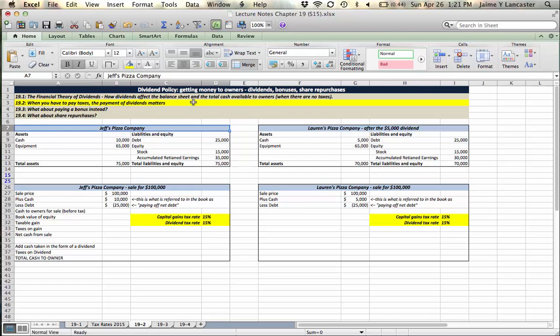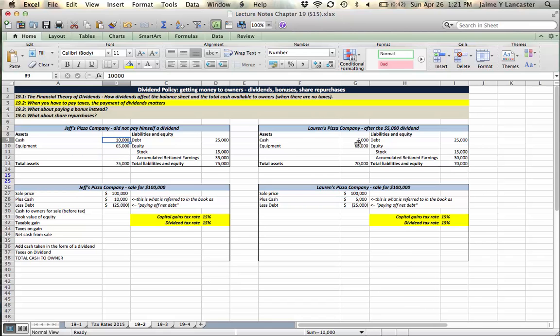So Jeff and Lauren both own pizza companies, and Jeff did not pay himself a dividend. Lauren, on the other hand, paid herself a dividend. And this is the balance sheet of both companies after the dividend and after not the dividend. Both of these companies are identical. They're pizza companies. They have identical free cash flows. Both have the present value of their future free cash flows at $100,000.